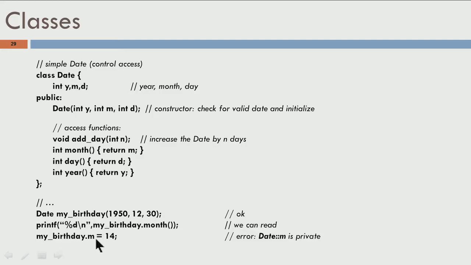However, if I do my birthday dot m is 14, the compiler will catch it. Even when you compile it, the compiler will catch it and say that m is a private attribute, it cannot be manipulated directly. So, if you want to manipulate m, you can either go and create a new variable and access through it, or you can only add days to it, you cannot manipulate it directly.